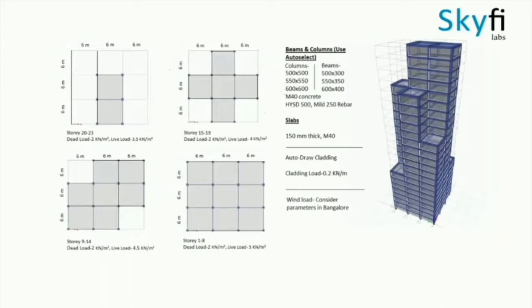Our building is assumed to be situated in Bangalore city, and the cladding load will be 0.2 kN per meter. The dead load for the entire building is taken as 2 kN per meter square, and the live load differs for different stories.